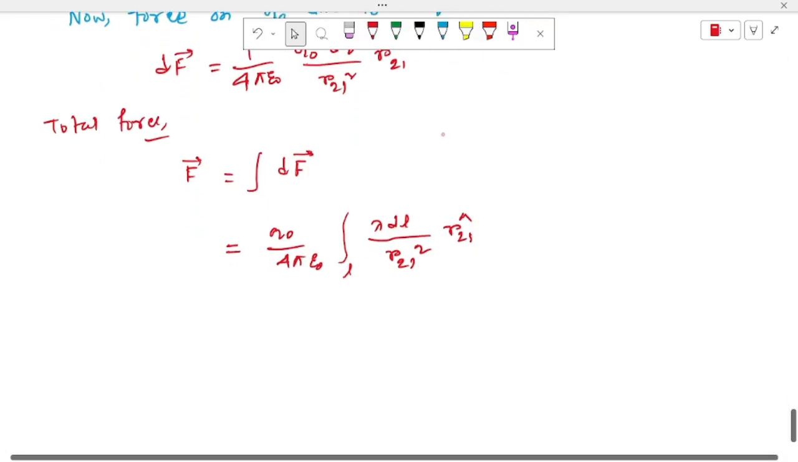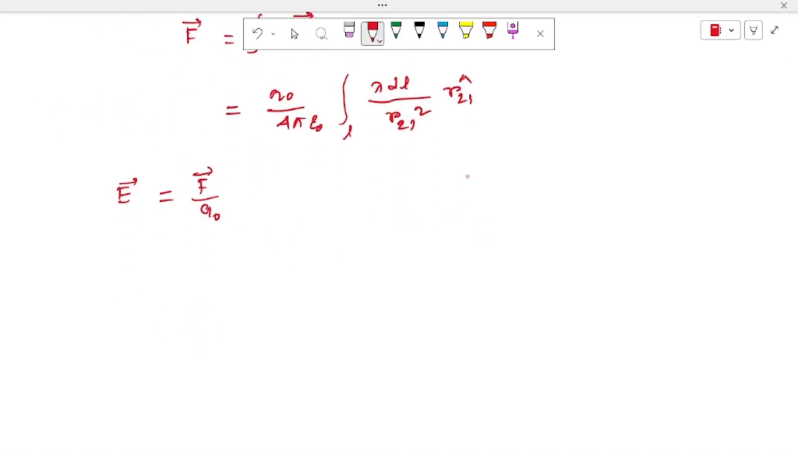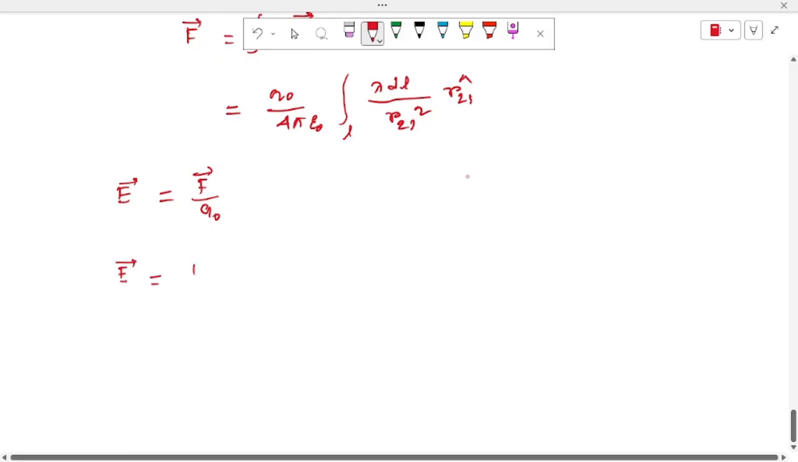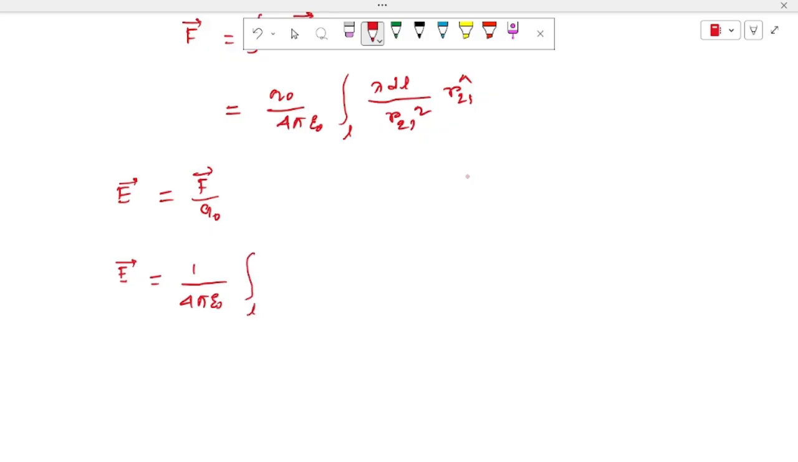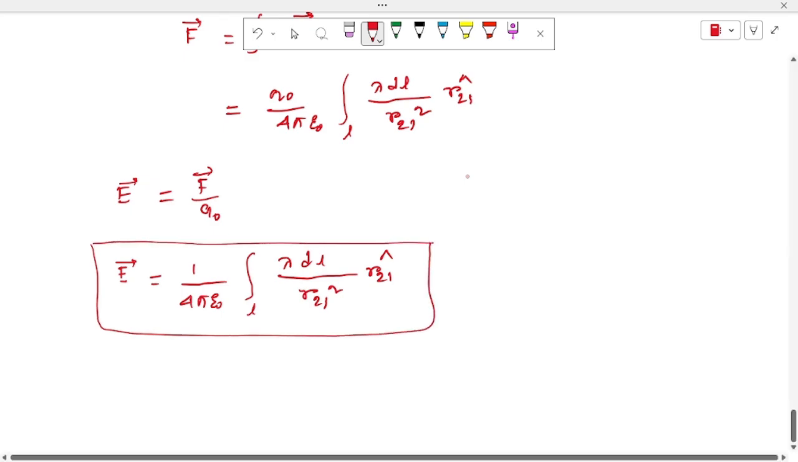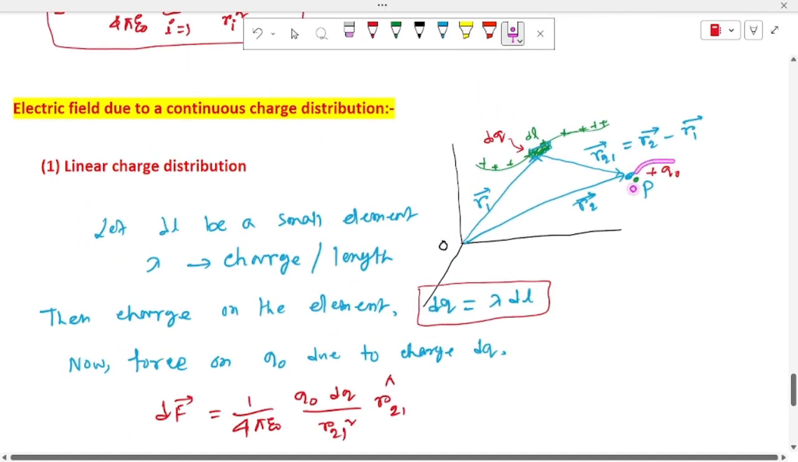From this expression, we can find the expression of electric field. Electric field is equal to the force divided by test charge q naught. So the expression of electric field is equal to 1 by 4 pi epsilon naught line integration, lambda dl by r21 square r21 cap. This is the expression of electric field at the point P due to this line charge distribution, or linear charge distribution.